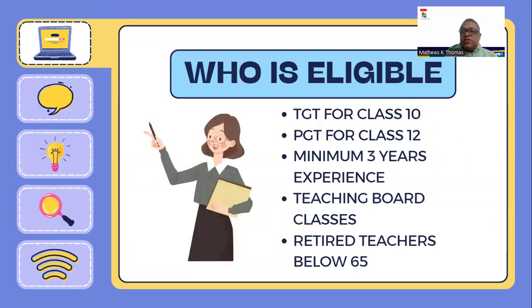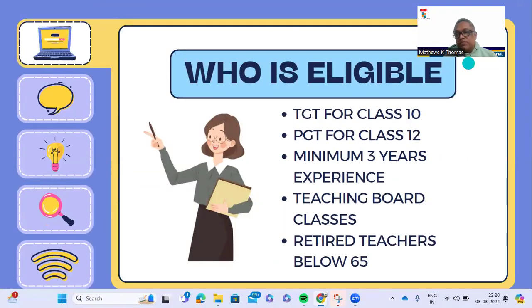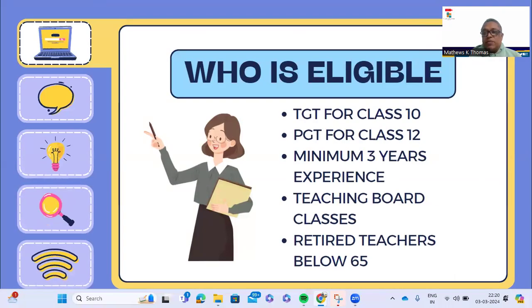So first of all, who is eligible? Because many students and parents think that anybody can evaluate. No, there is a criterion set by CBSE that if you are going for class 10 evaluation, then you need to be a TGT. And if you are going for evaluation of class 12 board exams, then you need to be a PGT. You should have minimum 3 years of teaching experience. So if you are a fresher with 1 or 2 years, then you will not get the letter for evaluation, right? You need minimum 3 years.